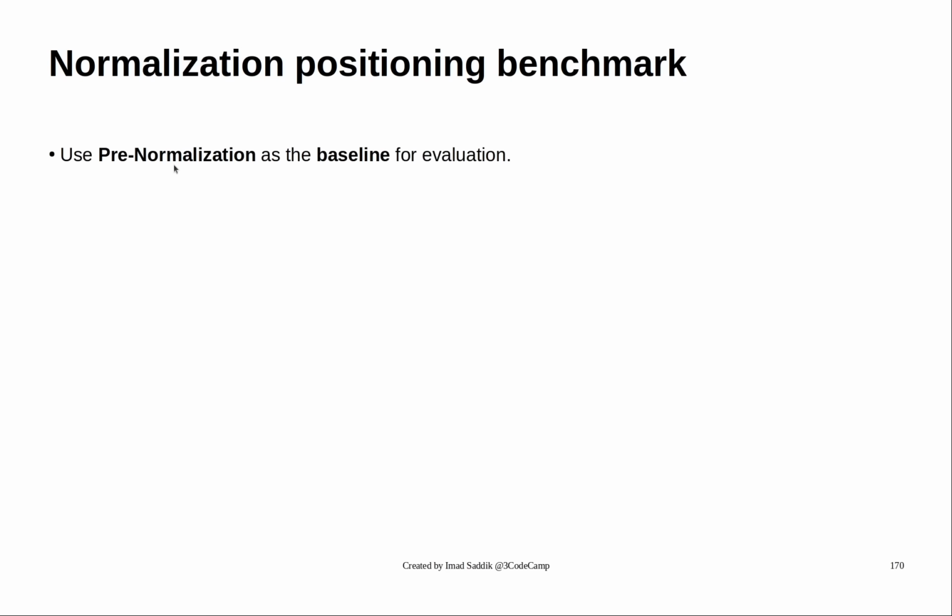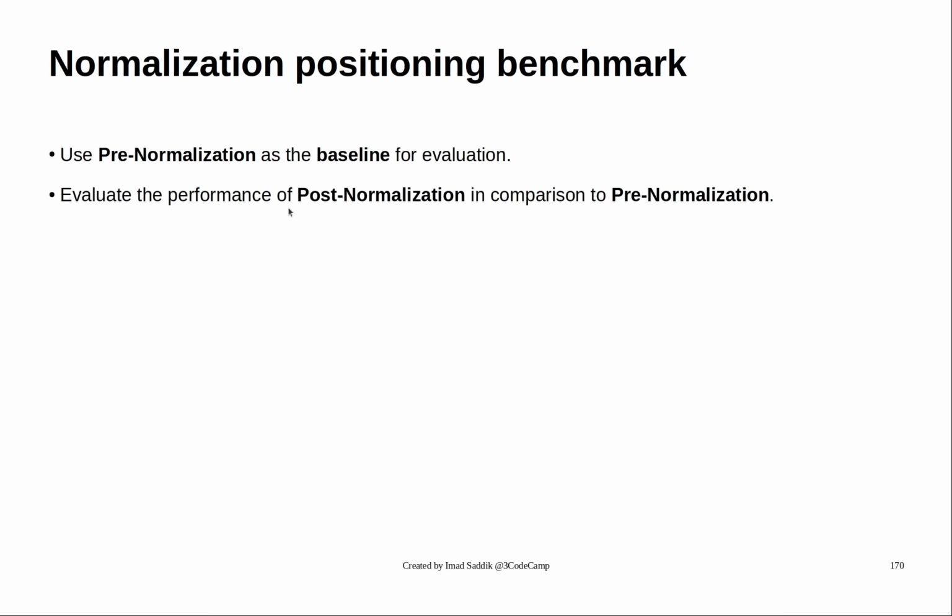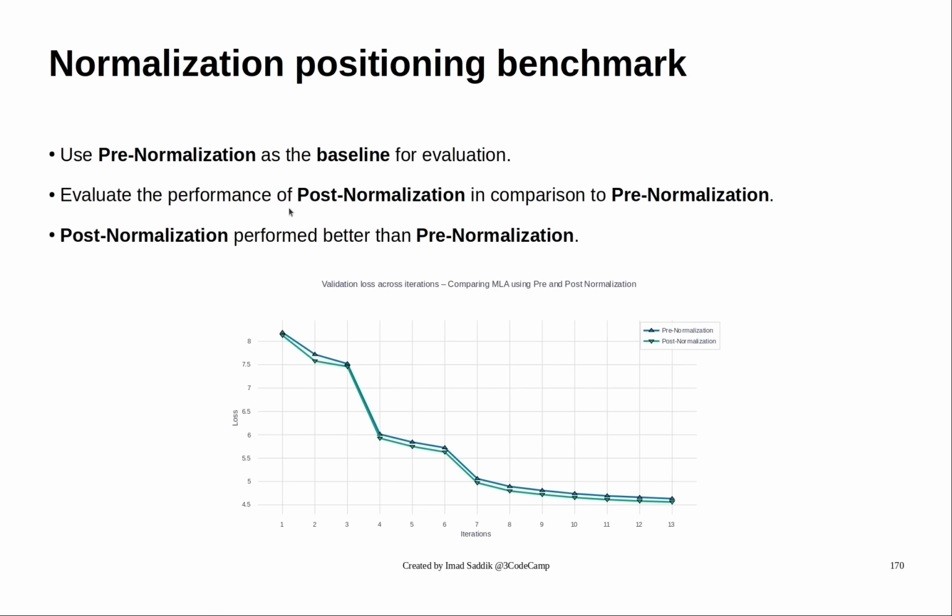Let's do the benchmarking. We are going to consider pre-normalization as the baseline, and we are going to compare it to post-normalization. Here are the results. As you can see, post-normalization performed better than pre-normalization. In this case, I have a small model. I don't have a lot of layers. This is why post-normalization performed the best. But I'm just giving you the methods that exist and ways to implement them. And then it depends on your case. You might get different results if you have a bigger model or if you are training on a different data set. Now let's go to VS Code to see how to implement post-normalization.